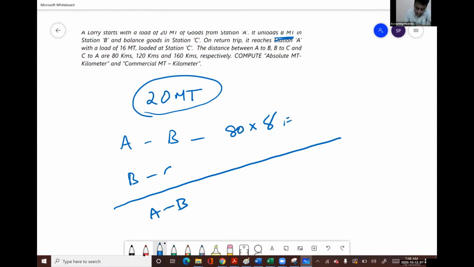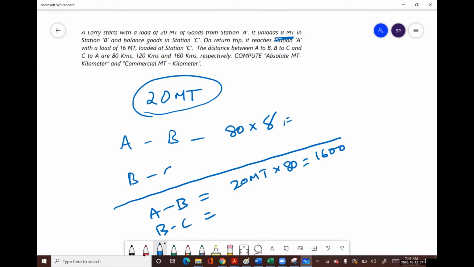Both you and Nitya are saying, sir, it is 20 metric tons into 80 kilometers. How much is that? 1600. And B to C? It's 12 metric tons, 120 kilometers into 12. 1440.